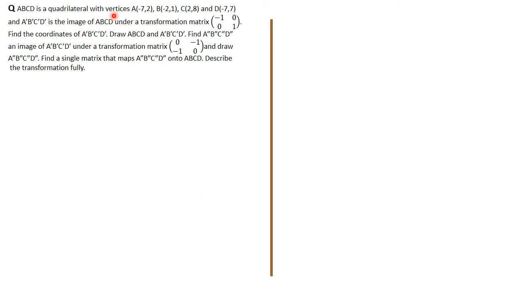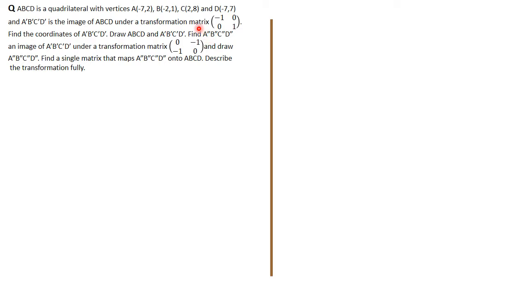We're told the vertices of quadrilateral A, B, C, D are given there, and A prime, B prime, C prime, D prime is the image of A, B, C, D under the transformation matrix -1, 0, 0, 1. We're told to find the coordinates of A prime, B prime, C prime, D prime. Again, draw A, B, C, D and A prime, B prime, C prime, D prime.